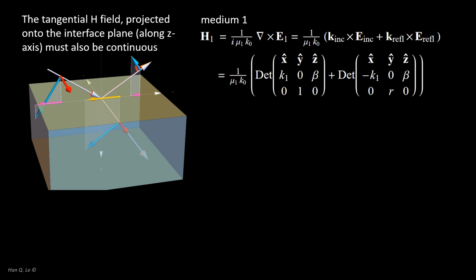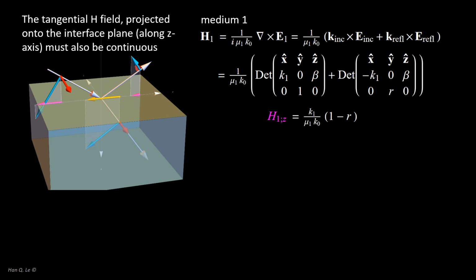The magnetic field tangential components can be easily obtained by applying a Maxwell's equation to the known transverse E field. In medium 1, after some straightforward algebra, it is just 1 minus r multiplied with a factor. The minus sign here, as opposed to the plus sign for the transverse E field above, is significant in that the k1 component of the reflection wave is opposite to that of the incident.